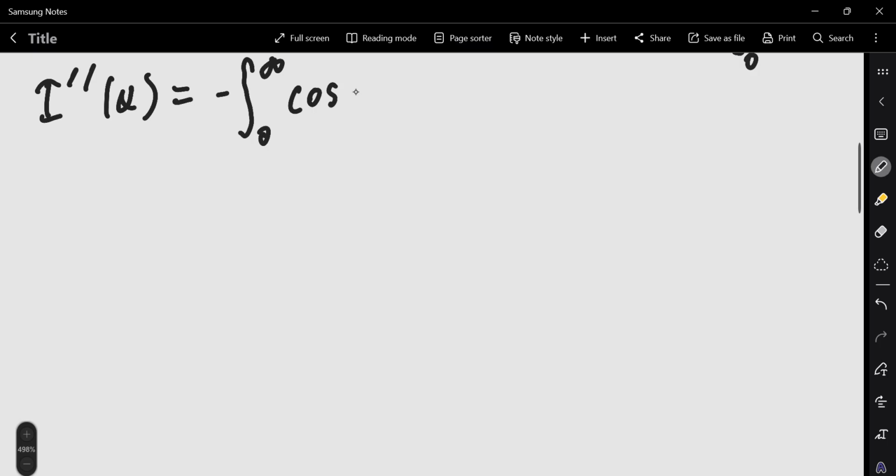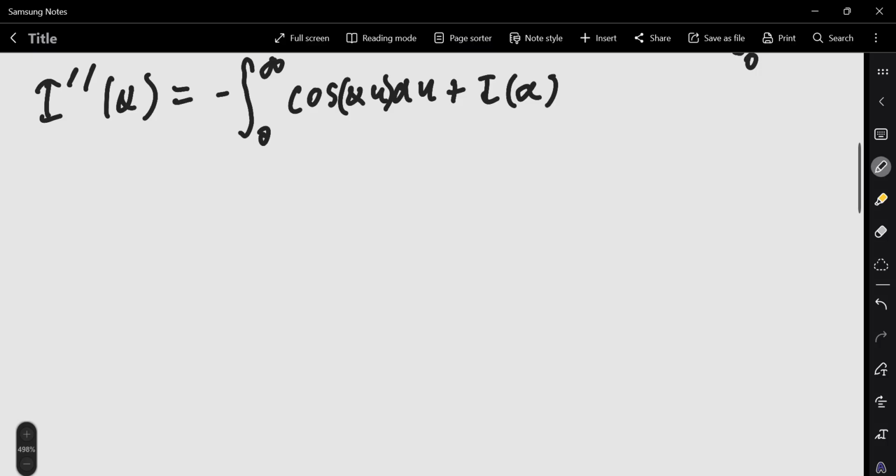Cos alpha u plus that. Okay. So the integral of cos alpha u doesn't converge ordinarily. You've got to regularize it. Yes. So now we introduce a damping factor to do that.